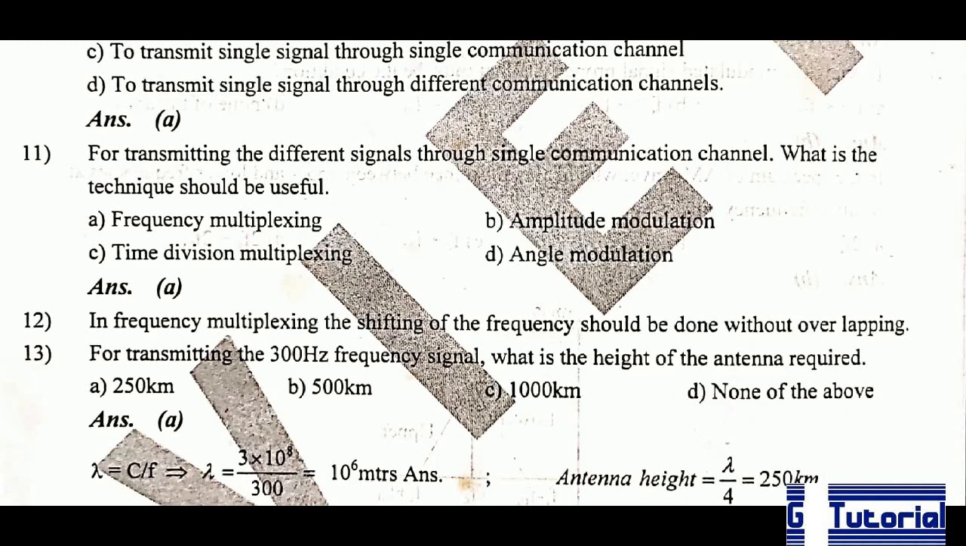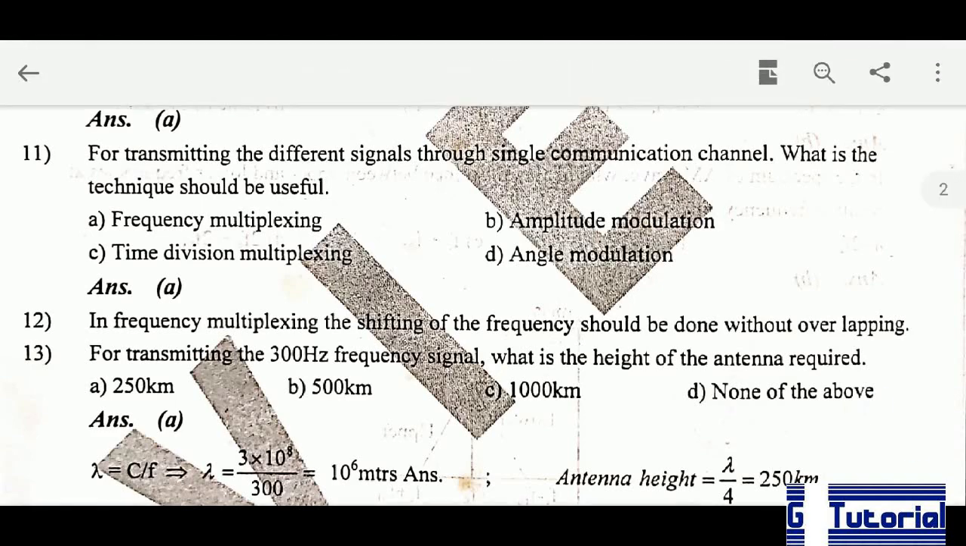Now we can find the height of the antenna. Height of antenna is lambda by 4. So 10 raised to 6 by 4, which is 250 kilometers.